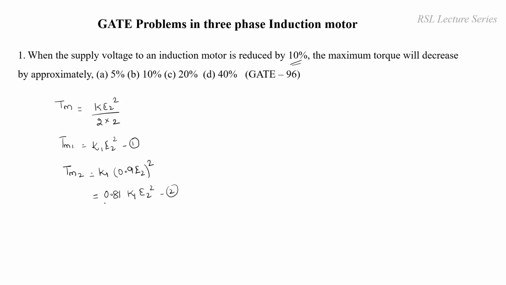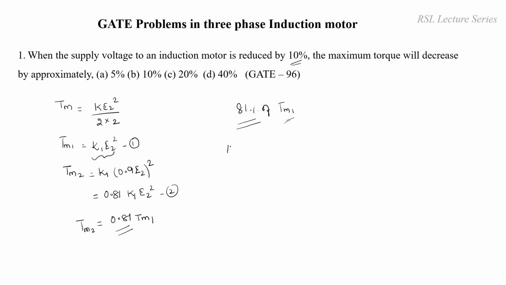By comparing these two equations, we can write Tm2 as 0.81 into Tm1, because K1 into E2 square can be written as Tm1. So in the second case, the maximum torque available is 0.81 times Tm1. That is, only 81% of the maximum torque is available, if we consider the first case as 100%.